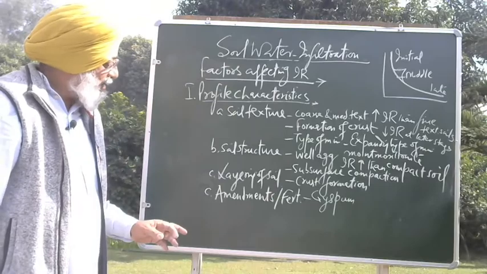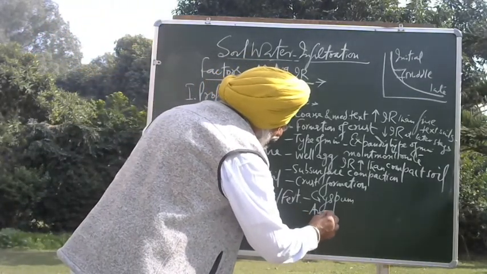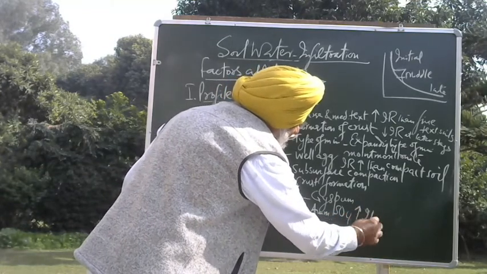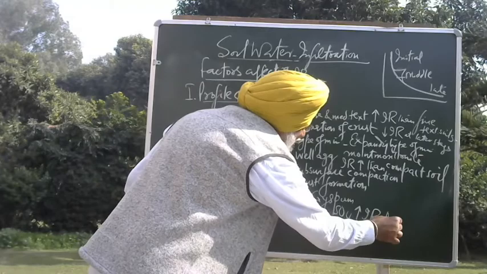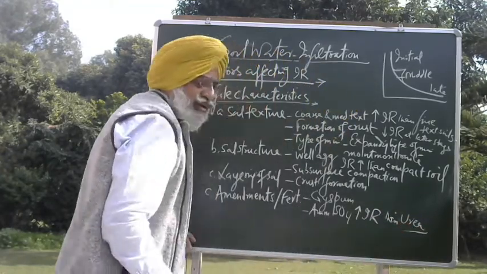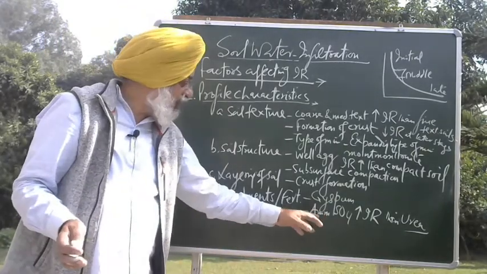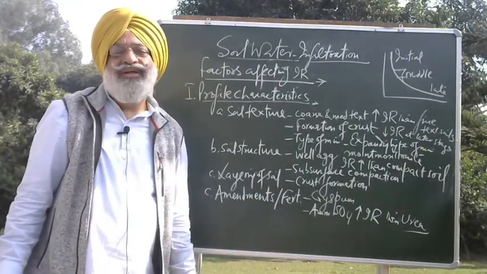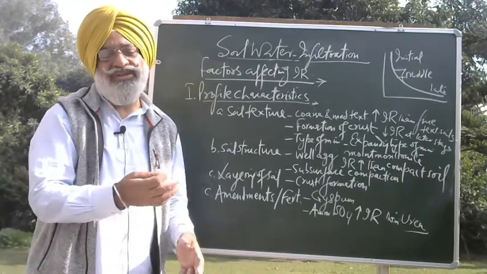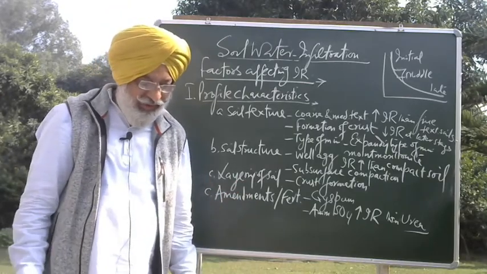Similarly, it is said that if you add ammonium sulfate as fertilizer, it increases the infiltration rate compared to urea. If you add urea into the soil, it may not affect the infiltration rate, but if you add ammonium sulfate, then the infiltration rate may increase. It could be because the sulfate ions may be playing a role in aggregation.